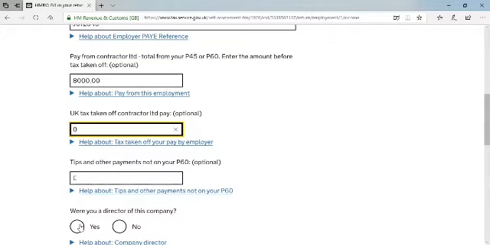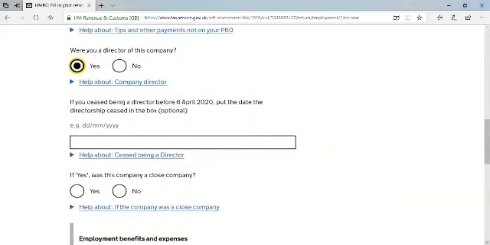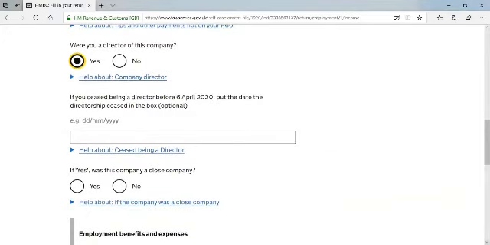Were you a director of this company? Yes, in most cases, for contractor limited companies, you are the sole director and shareholder. And then below that, you have a section if you ceased being a director. So if you were just contracting for a few months and then you're going to close down your company, you would put the date that you ceased here. But in this case, I'm acting as if I'm carrying on as a contractor.